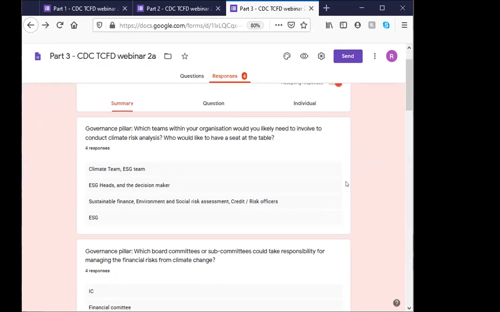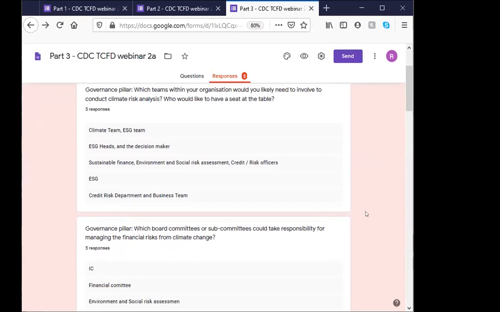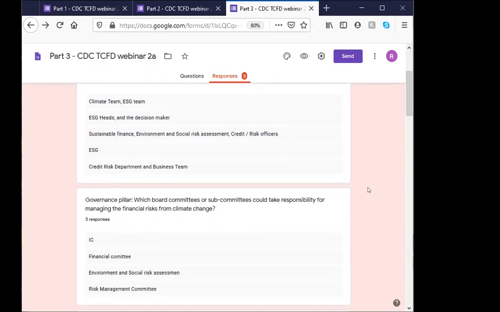Okay, so governance pillar. We can see that ESG and sustainability teams are listed, but also we see credit risk, which is important. We do want to flag that you should look across more than just the ESG and sustainability teams and start to bring in the analytical capacity within your organizations, which may be residing in the credit risk and business teams.